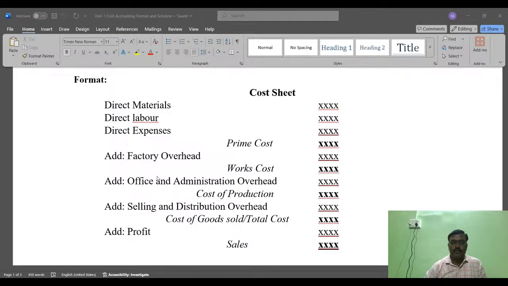Let me give one example. My total cost is 1 lakh. My estimated profit is 10,000. What will be the selling price? Rupees 1 lakh 10,000. Got it? Let me give another example. Sales price is rupees 2 lakh. The cost of production, the total cost that I have incurred to manufacture the product, is 1 lakh 70,000. What will be the profit? What will be the balance amount? The balance amount, 30,000, is the profit. Have you got the point? Okay.